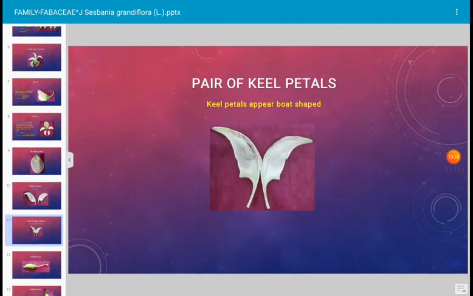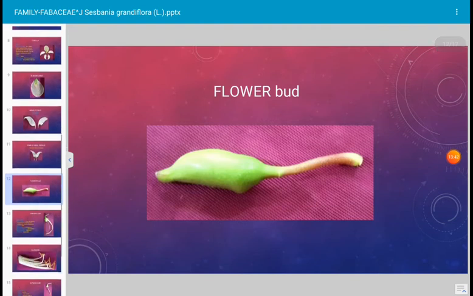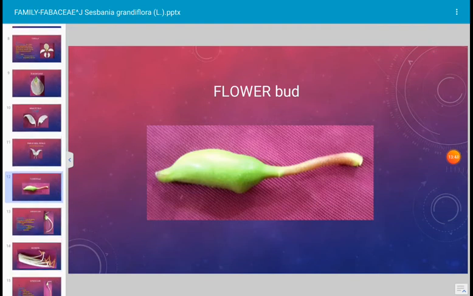This is the petal. This is a pair of petals, which is also known as keel petals. I had opened them here, but they are boat shaped. They appear boat shaped, hence in some books they are described as boat shaped petals or keel petals. Okay, next. This is the bud of Sesbania grandiflora, the flowering bud. Okay, next.